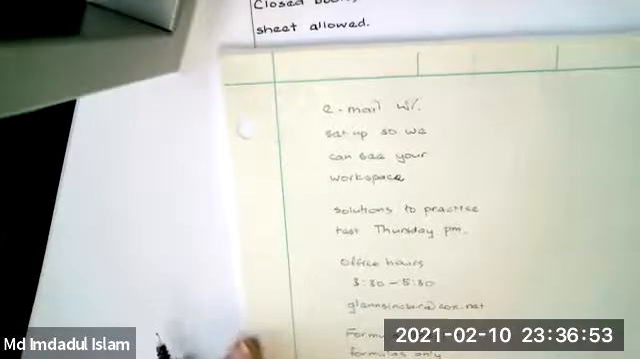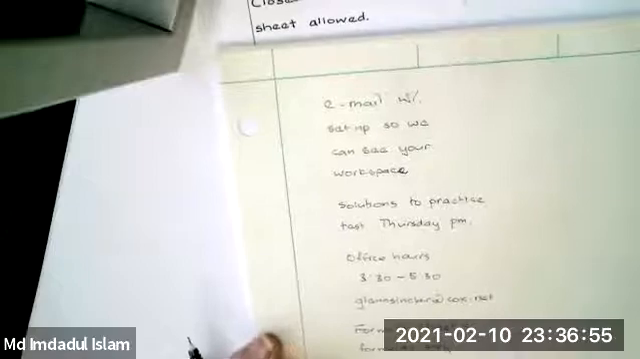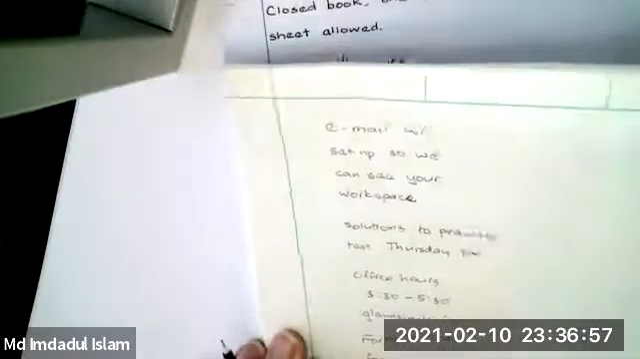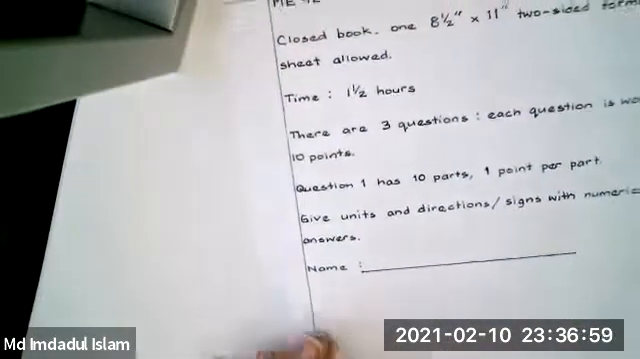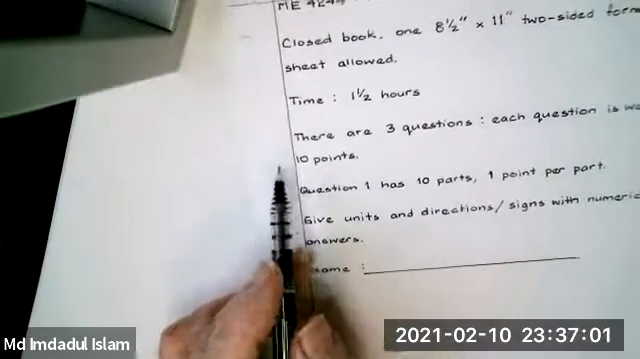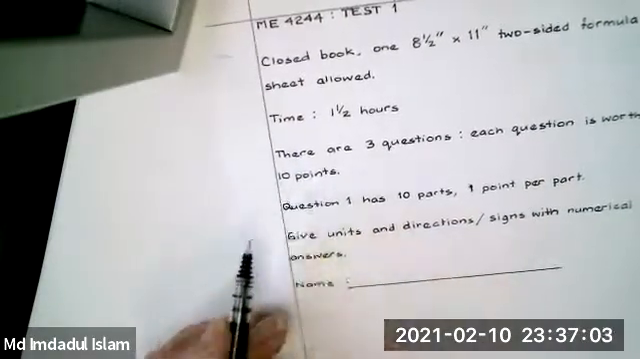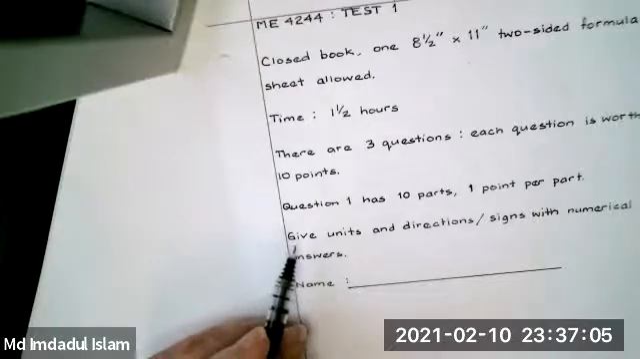You could have a conversion factor or something like that, but no worked examples. We'll collect these. Just as previously, just like the practice test, there are 3 questions, each worth 10 points. Question 1 has 10 parts, 1 point per part.